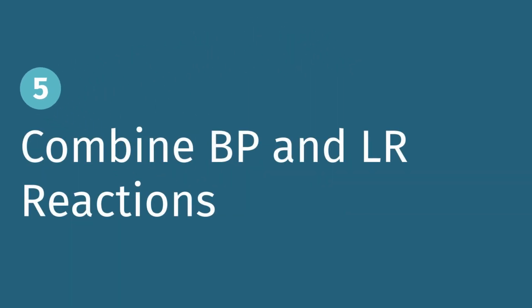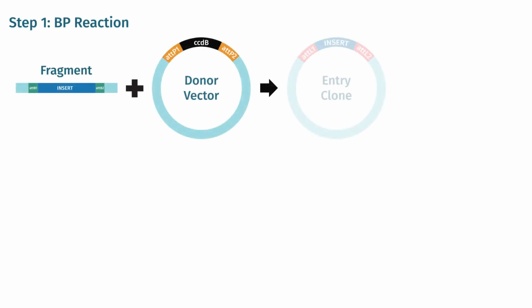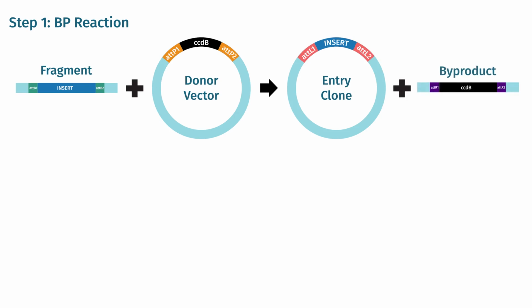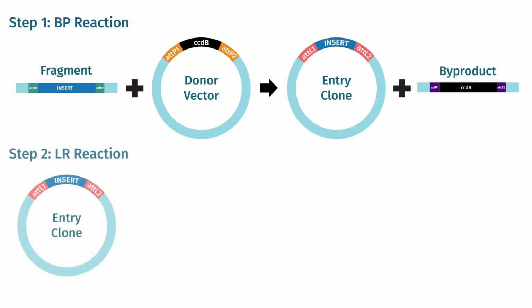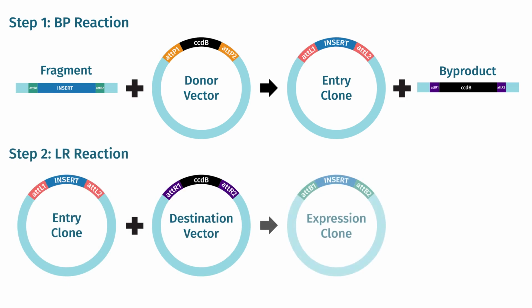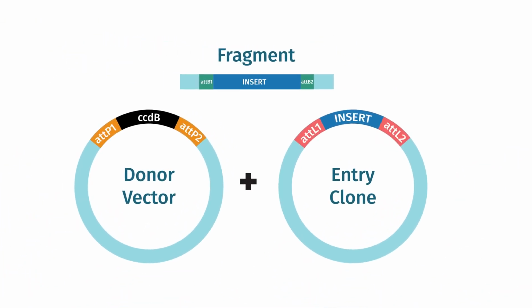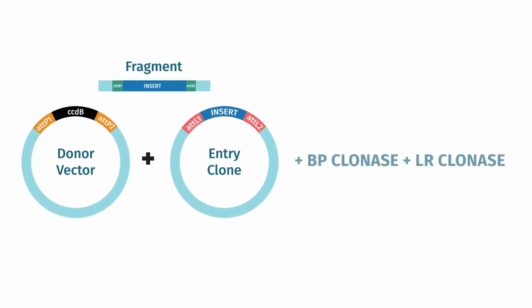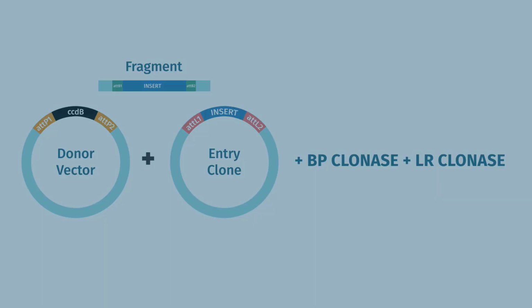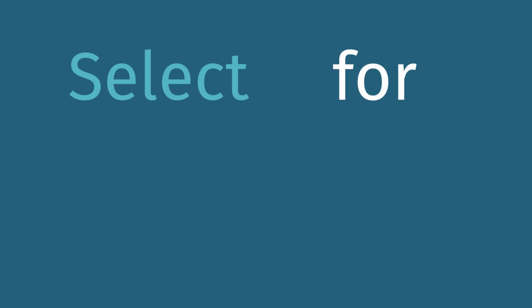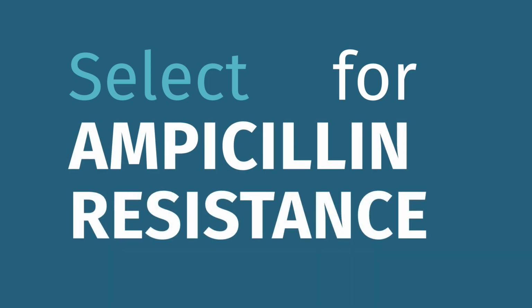Tip 5. Combine your BP and LR reactions. When cloning a PCR product for gateway expression, you can save time and money if you skip the transformation and isolation steps after your BP clonase reaction to create your entry clone. Instead, combine your @B modified PCR product with P donor and your chosen expression vector, and incorporate both BP clonase and LR clonase. Then select for ampicillin resistance to identify LR clonase recombinants.